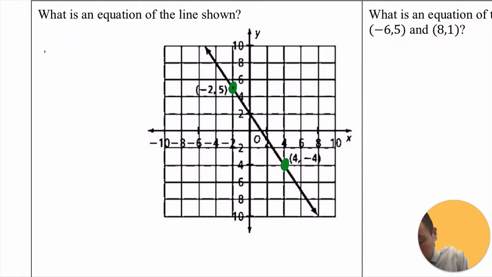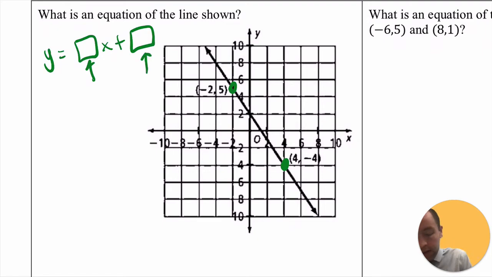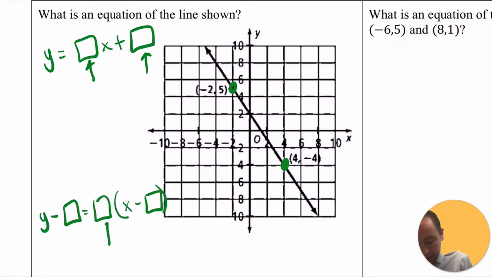And so one way we could maybe try to attempt to do this is we could go in slope-intercept form if we can determine the slope and the y-intercept. Or alternatively, we could also go in point-slope form, as long as we can determine the slope of the line as well as the x and y coordinates of a point on the line. And either way is going to be totally fine.